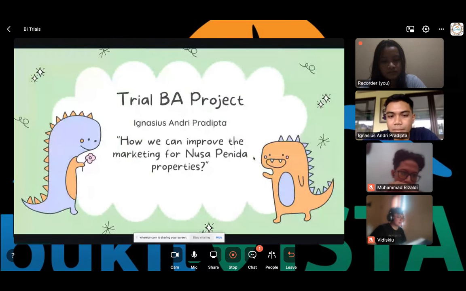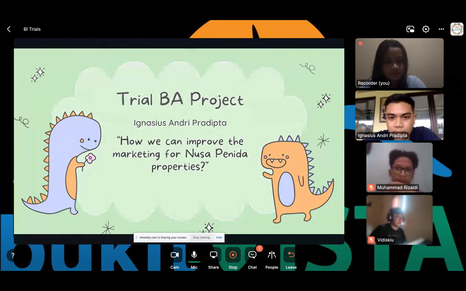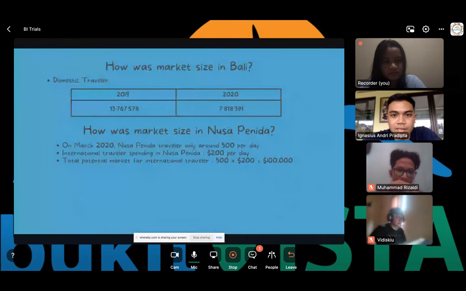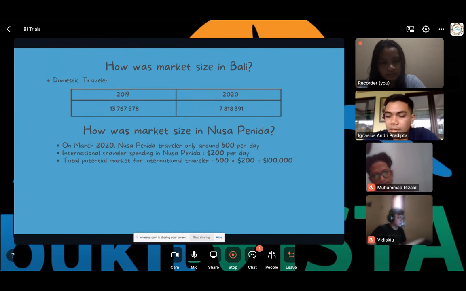Okay, for this project, I'm taking the case of how we can improve the marketing for Nusa Penida properties. This is the market size in general in Bali. We see a decreasing number from 13 million to 7 million, maybe because of the pandemic situation.